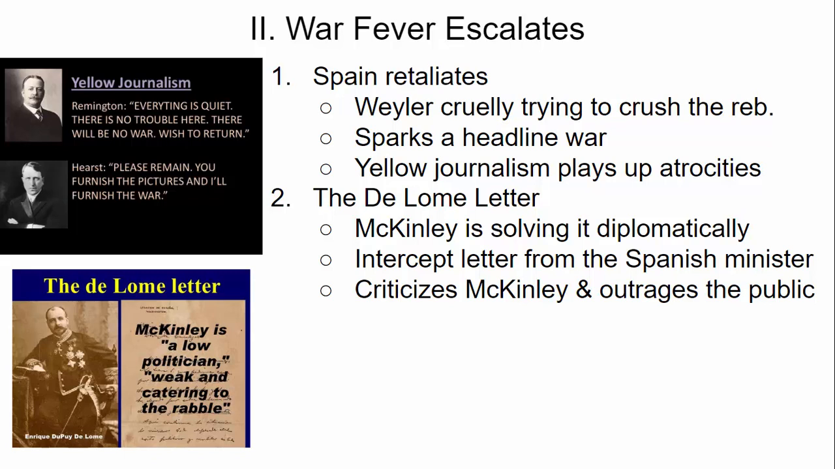One example of this yellow journalism is this famous exchange here to the left. Remington was a photographer that Hearst, who owned a newspaper, sent down to Cuba to take pictures of the coming war. Remington telegraphed Hearst and said, "Everything is quiet. There is no trouble here. There will be no war. I wish to return." So basically saying, dude, why do you have me down here? There's nothing even to photograph. And Hearst responded, "Please remain. You furnish the pictures and I'll furnish the war." So basically, if you can drum me up a picture of something, we're going to drum up enough public opinion to where we'll have a war.